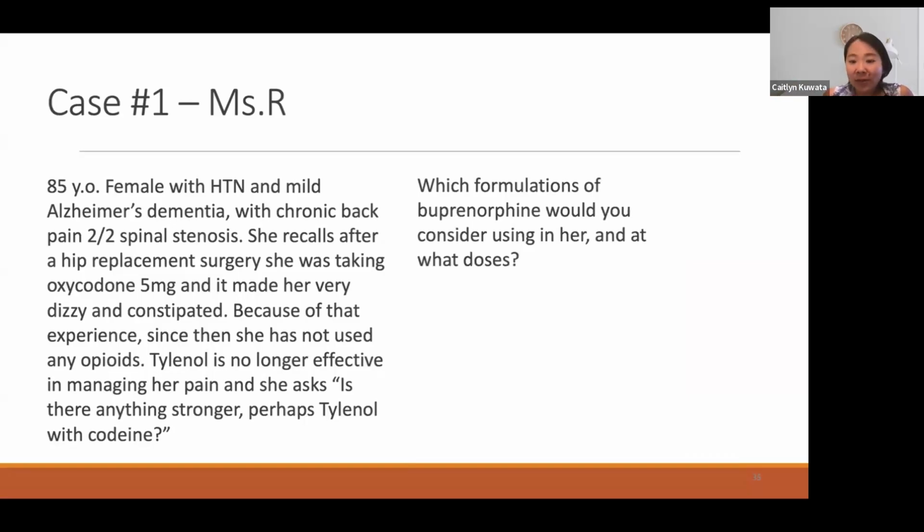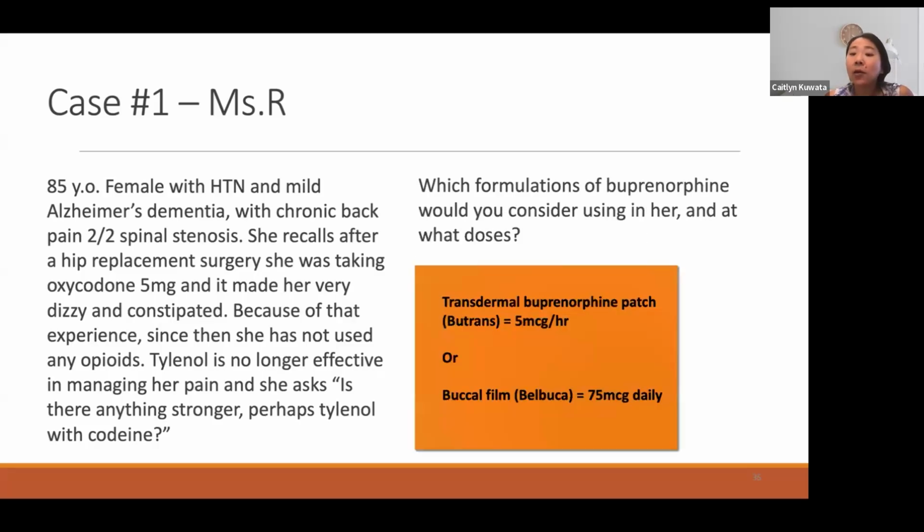So in terms of which formulations to consider using and at what doses, we have an opioid naive, maybe frail older adult, and we want to use a buprenorphine. So we'd want to consider doing the low dose formulations. So you could either start with a 5 microgram per hour transdermal patch, or you can use the Belbuca buccal film, 75 micrograms daily. Again, starting low, going slow, but these are both opioid naive doses to start.